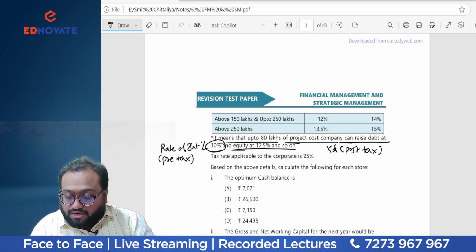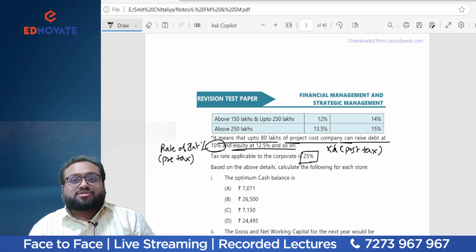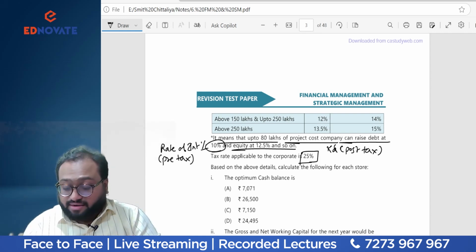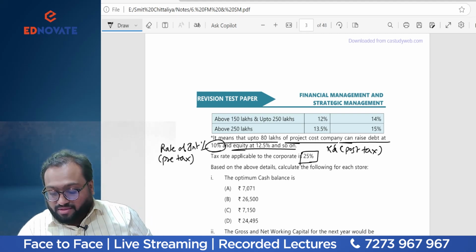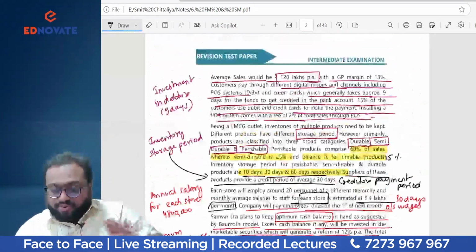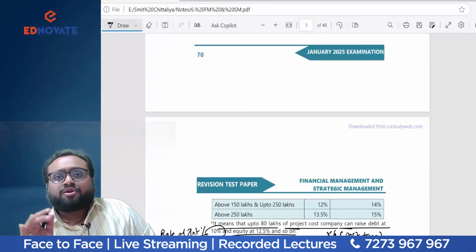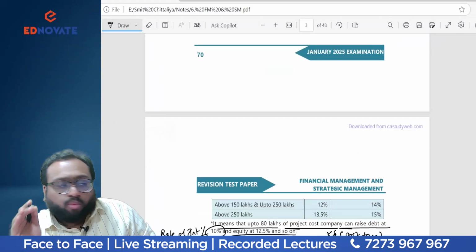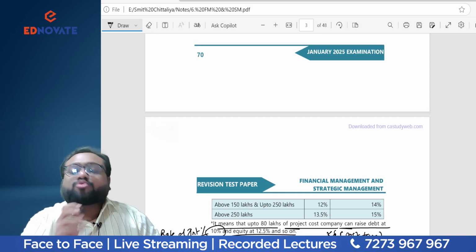The tax rate applicable to the corporate is 25%. And I can see a question comes at the end, at least finally. A two-sided full length question. But many things we have sorted out. Don't you agree? We have sorted out many things. We have written many things. And just now what I want to do is have a look at the requirement part. Once you have a look at the requirement part, you will come to know what we need to do.